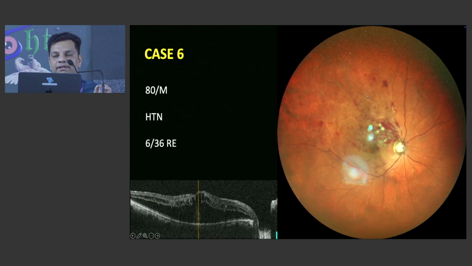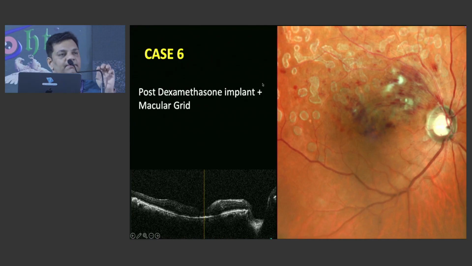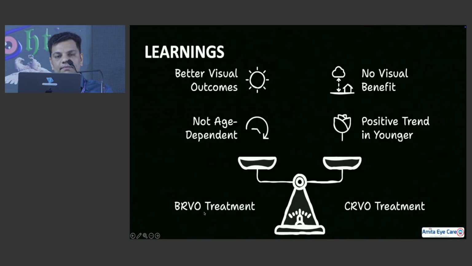And after treatment, this is a wide field photograph. You can see the extension till the periphery. And then after treatment with dexamethasone implant, that is steroid implant, and also a macular grid laser, you can see how posterior you have to do the laser over there. So it almost acts like a macular grid laser, and then he was stable post treatment with vision remaining at 6/36. Because of the chronicity, there was some atrophy at the fovea.